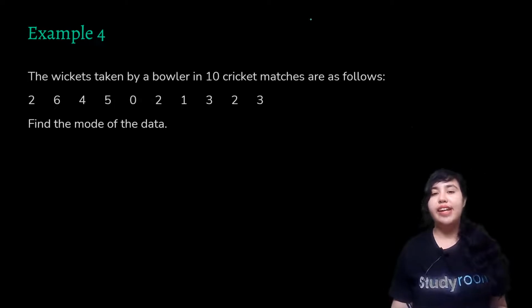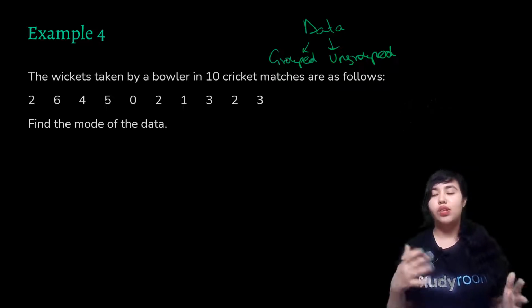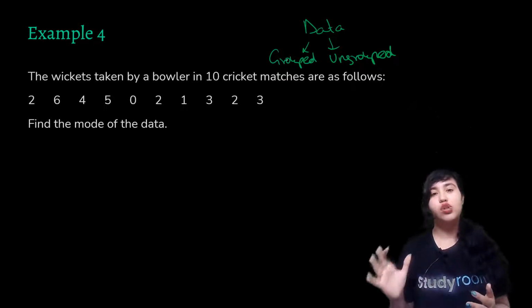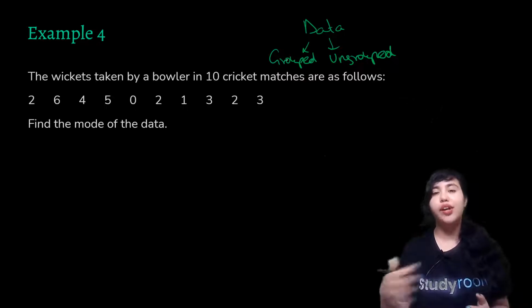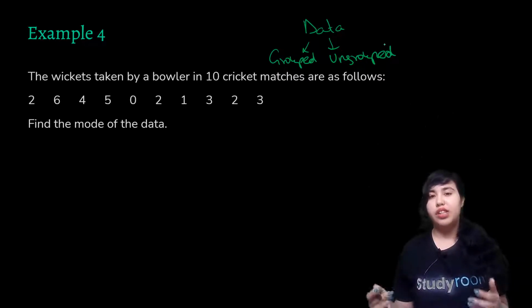So now we know that data can be of two types. Quickly tell me what are the two types of data that we discussed. The data could be ungrouped or it could be grouped. How do you identify, by the way? Grouped data will have class intervals, ungrouped data won't have class intervals. They'll straight away begin with xi, fi values. Alright, so now how do you calculate the mode for ungrouped data?